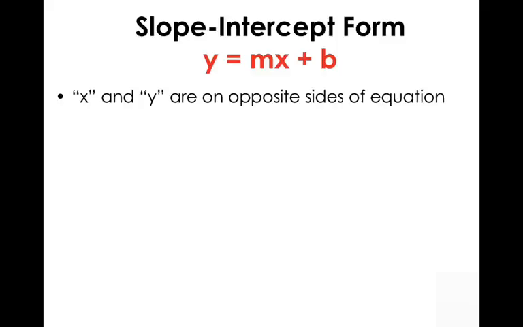Okay, another note, and you don't need to rewrite this title. Add this to the bottom of that last page. X and Y are on opposite sides of the equation. If you look at your y equals mx plus b equation, the y and the x are on opposite sides. That's important for slope-intercept form. So just add this underneath the last two.